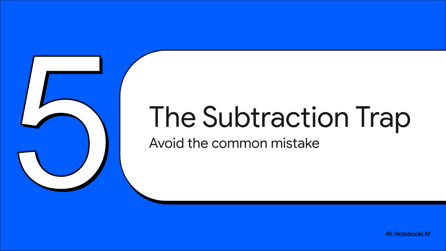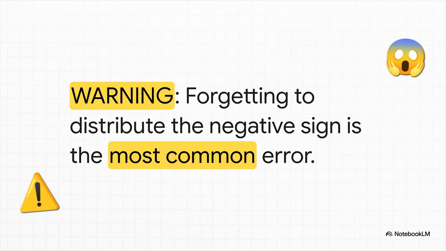Before we wrap this up, there is one more thing we absolutely have to talk about. I call it the subtraction trap, and it is without a doubt the single biggest pitfall with these kinds of problems. This is so important. When you're subtracting one rational expression from another, that minus sign applies to the entire second numerator, every single term, not just the first one.